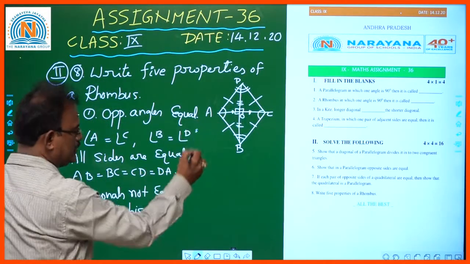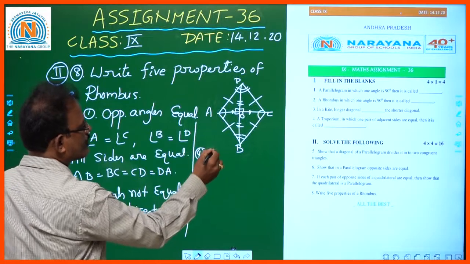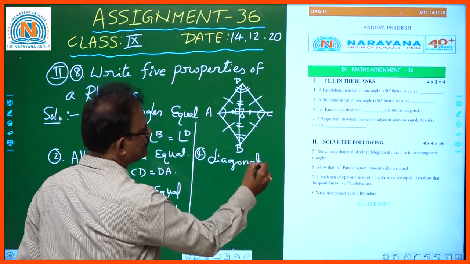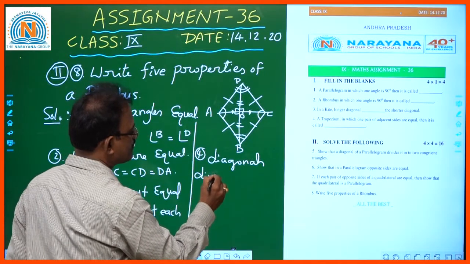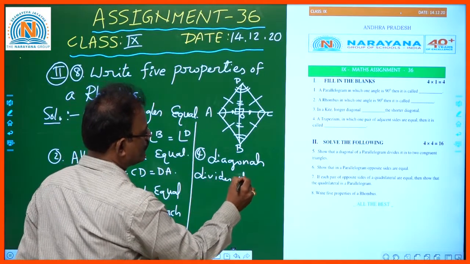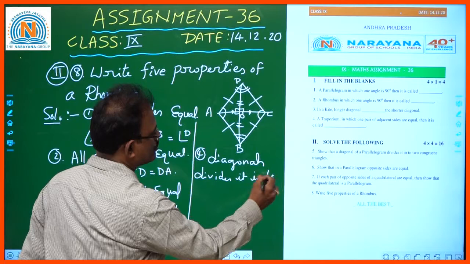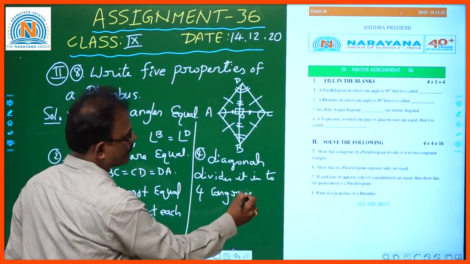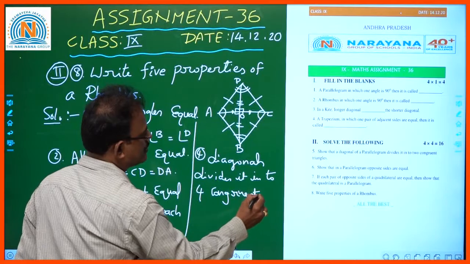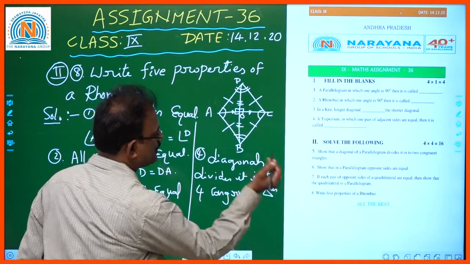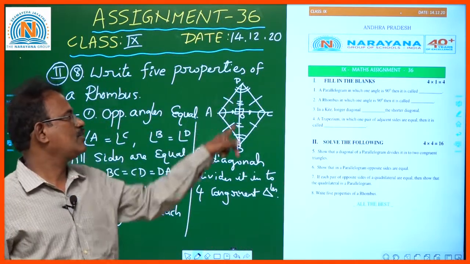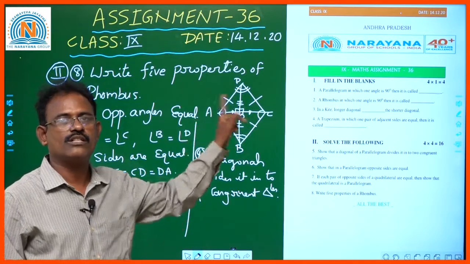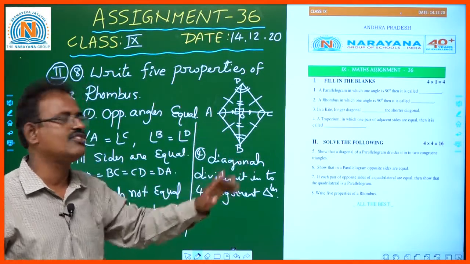Not only that, diagonals divide it into 4 congruent triangles. See, due to both the diagonals, the entire rhombus is divided into 4 triangles. 1, 2, 3, 4. All the 4 are congruent to each other.